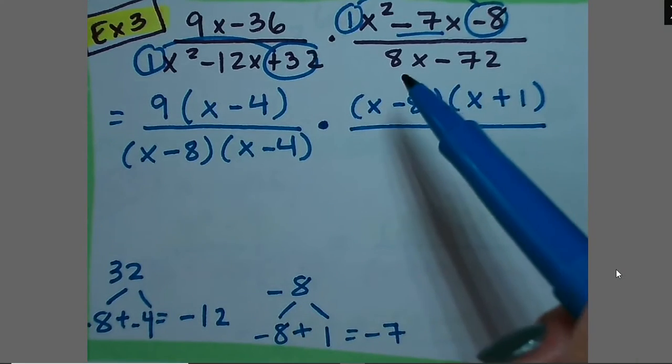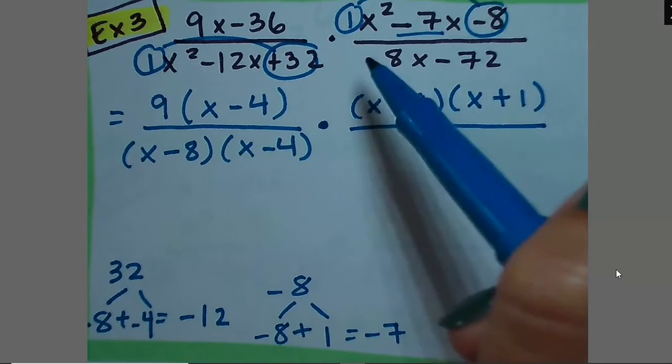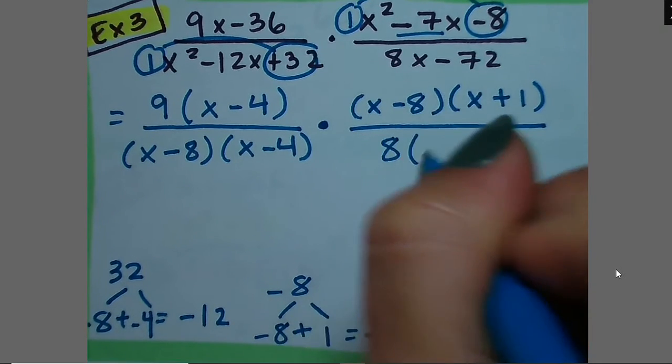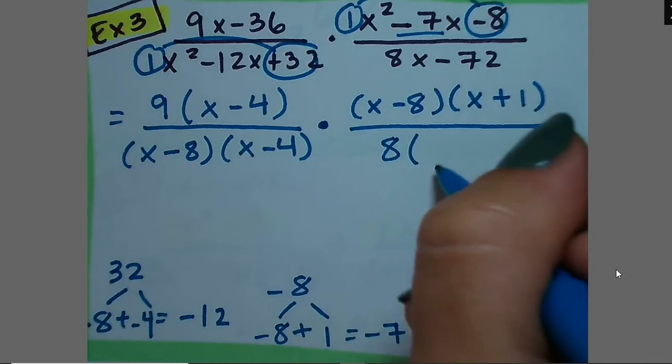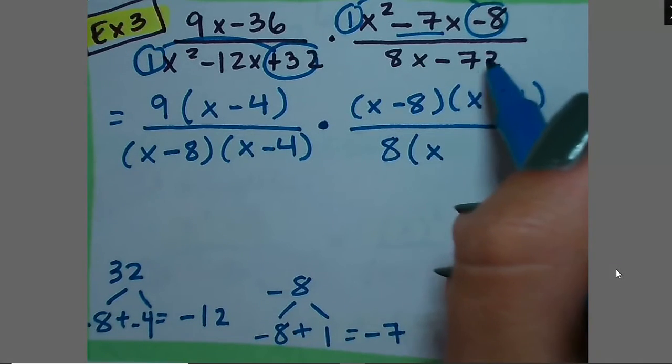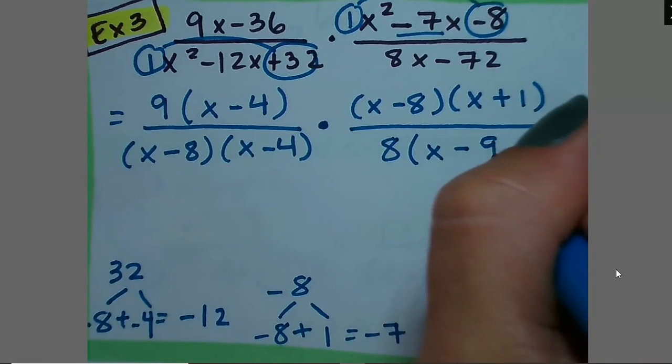And then on the bottom, notice that these two terms are both divisible by 8. So I'm going to pull out an 8. Whenever I divide out the 8, I'm just going to get x. Whenever I divide out the 8, I'm going to get negative 9.